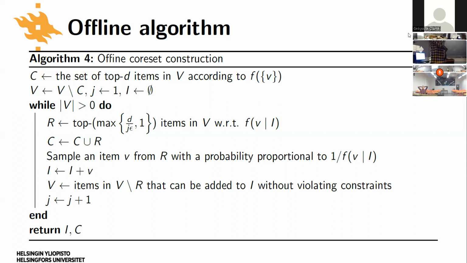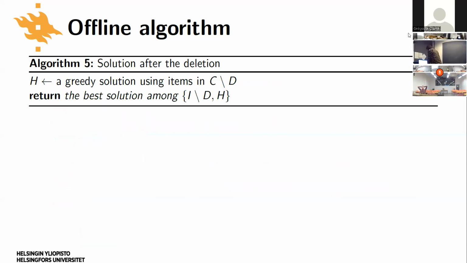to your solution, and then you remove all the items from B that can no longer be added without violating the constraints. So essentially, you get rid of the items that can no longer be added to I, otherwise you would violate the constraints. And you keep doing that until you run out of items. All right, so that's the Coreset algorithm.